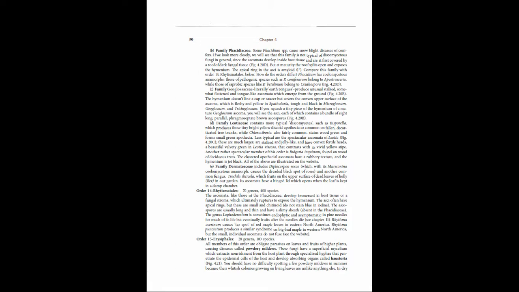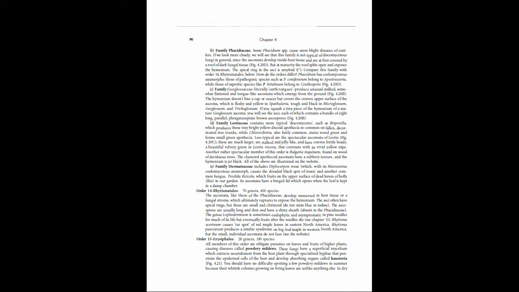C. Family Geoglossaceae. Literally earth tongues, these produce unusual stalked, somewhat flattened and tongue-like ascomata which emerge from the ground, Fig 4.20b. The hymenium doesn't line a cup or saucer but covers the convex upper surface of the ascoma, which is fleshy and yellow in Spathularia, tough and black in Microglossum, Geoglossum, and Trichoglossum. If you squash a tiny piece of the hymenium of a mature Geoglossum ascoma, you will see the asci, each of which contains a bundle of 8 long, parallel, phragmoseptate brown ascospores, Fig 4.20b.